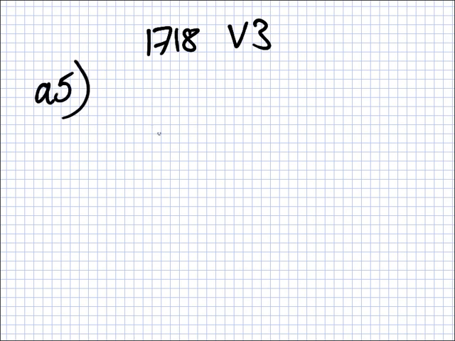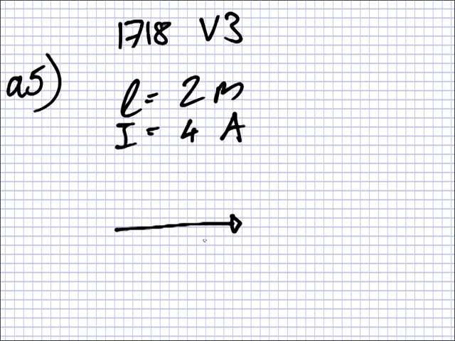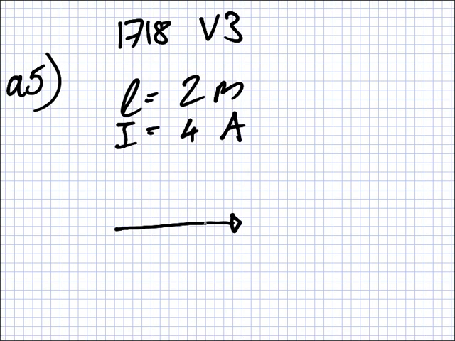A wire of length 2 meters carries a current of 4 amperes horizontally from east to west. You can say ampere, that's fine. In the horizontal magnetic field of 6 times 10 to the minus 3 Tesla directed from south to north.